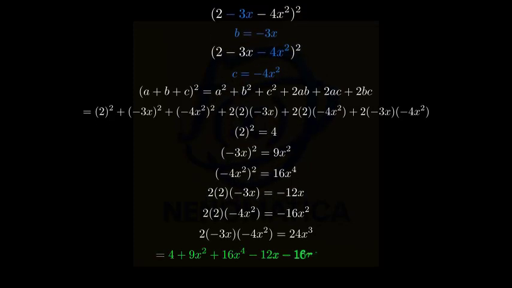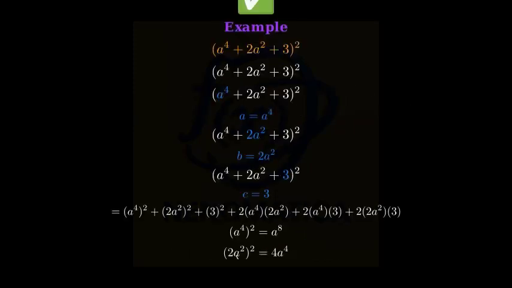We have 4 plus 9x squared plus 16x to the 4th power minus 12x minus 16x squared plus 24x cubed. Now, let's look at our second example.